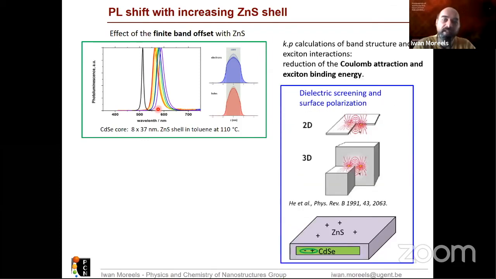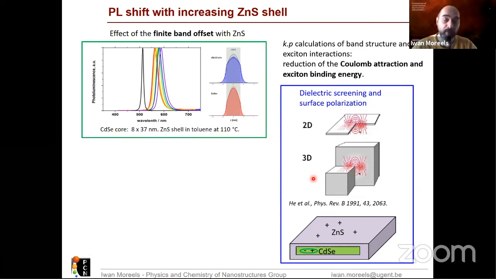But the second part, and this was revealed by doing the k·p calculations for this cadmium selenide zinc sulfide heterostructure, has to do with the electron hole Coulomb attraction. I just explained to you that when you go from 3D to 2D, the exciton binding energy goes up dramatically because the electron hole Coulomb attractions mostly go through the organic medium. You can appreciate that when you go from 2D back to a more 3D-like situation, because you grow another semiconductor around your cadmium selenide core, you will reduce the binding energy again.